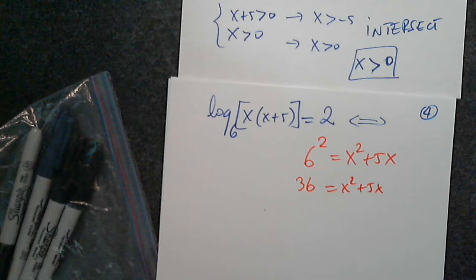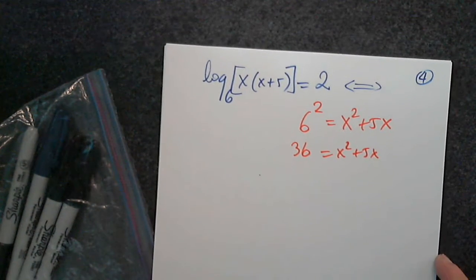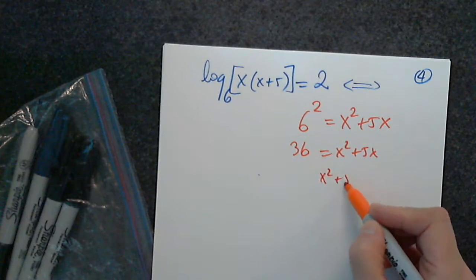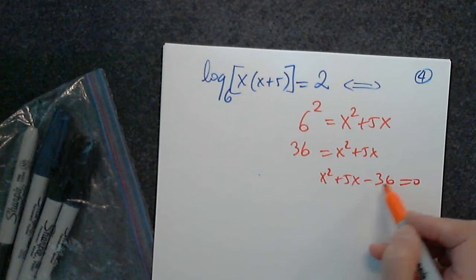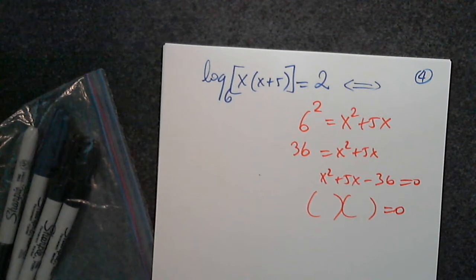And can anyone tell us what type of equation this is? It is quadratic. What do we do with all quadratics? Yes. X squared plus 5x minus 36 equals 0. I'm hoping that it's factorable. If it's not factorable, I can use what? The quadratic formula. Very good.